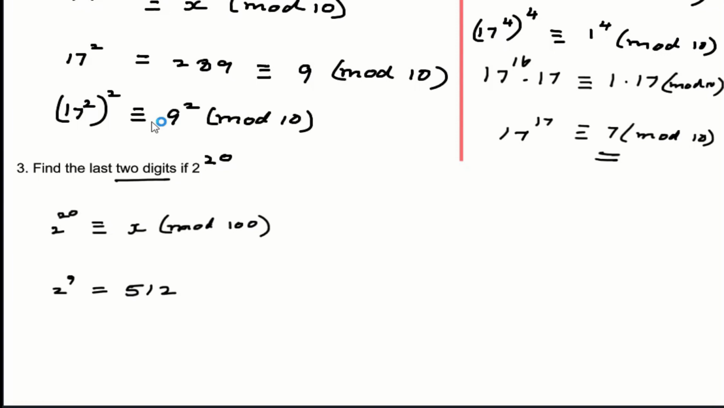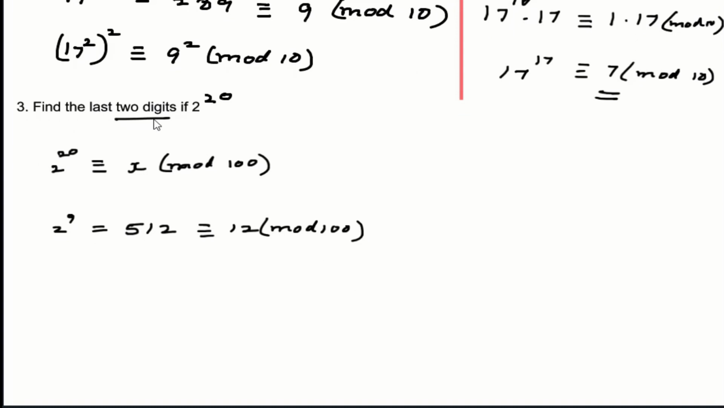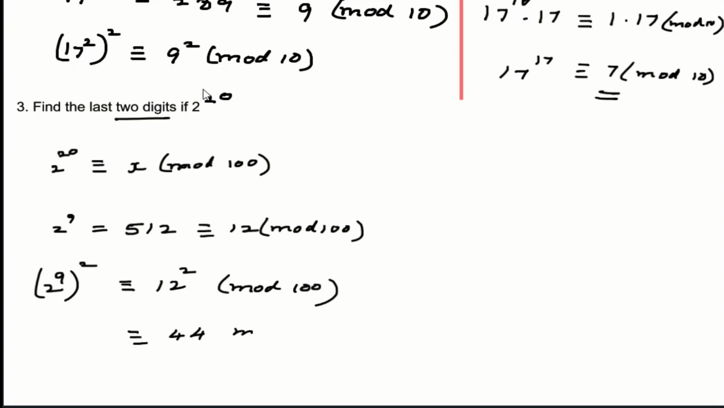Whichever is convenient to you, you can take. 512 when divided by 100 gives you 12 mod 100, correct? When 512 is divided by 100, you get 12 as the remainder. Now he's asking 2 power 20. So raise it to the power 2 on both sides. So 2 power 9 the whole square is congruent to 12 square mod 100. 12 square we know that it is 144. 144 divided by 100 gives you 44 mod 100, correct?